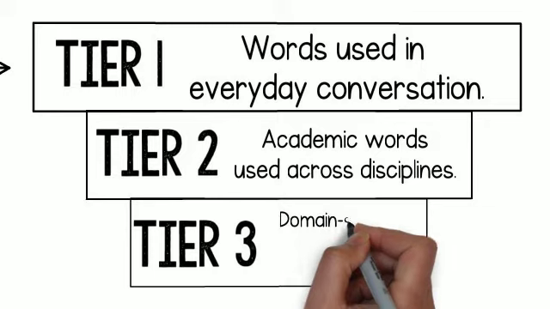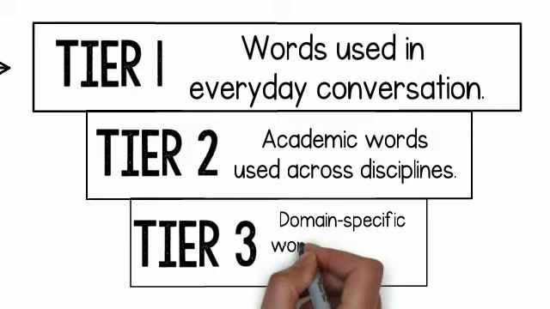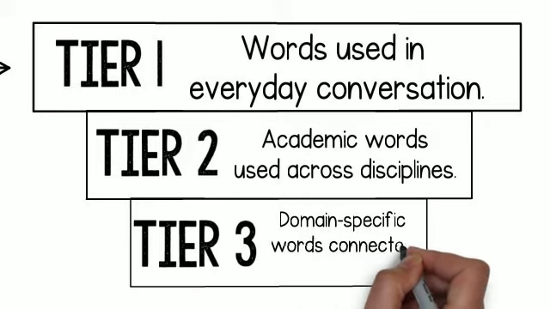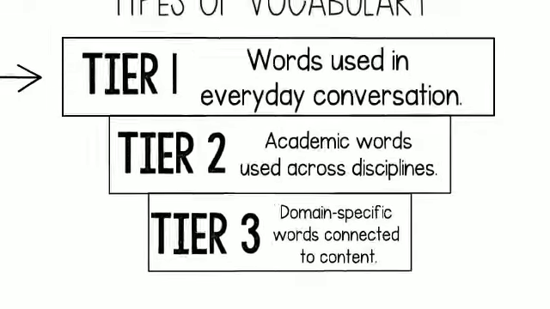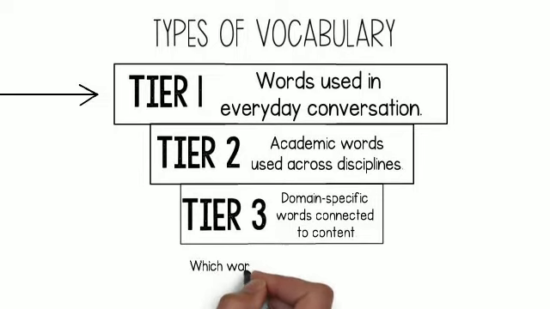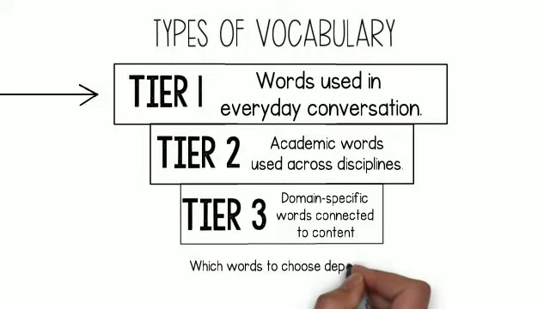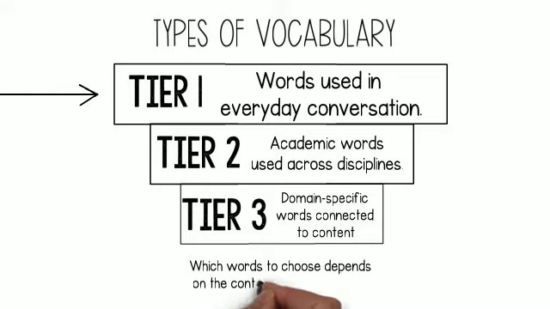Tier 3 words are domain-specific words that are connected to content. These words would be the content-based vocabulary words that you would focus on during a unit and are important to understanding the content. So, to answer our question about what to choose, you have to decide on the context in which you are teaching to figure out which words to focus on with your ELLs.